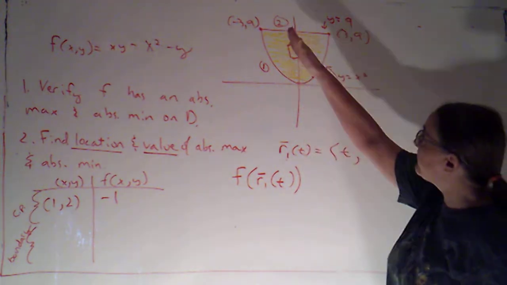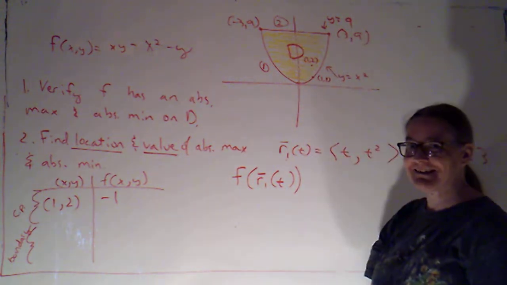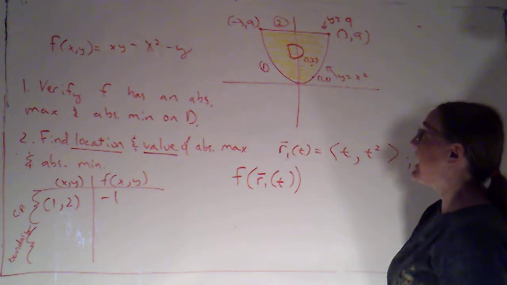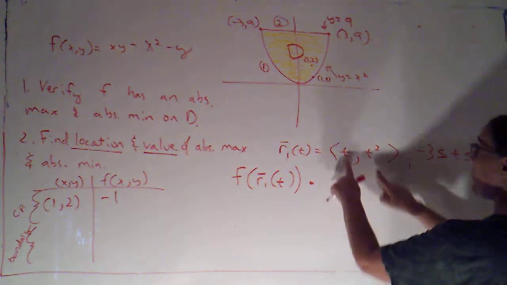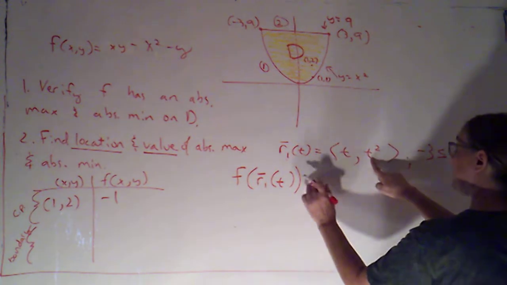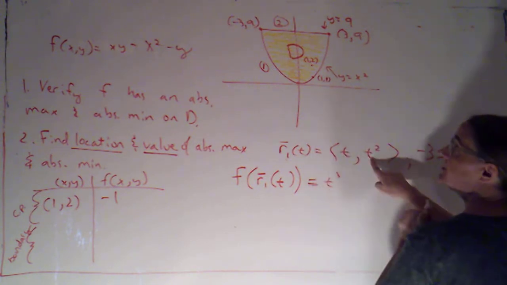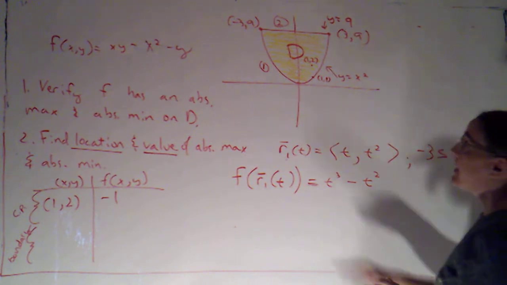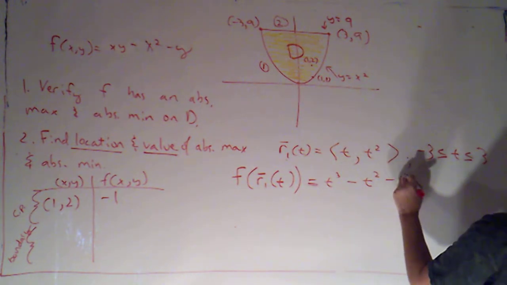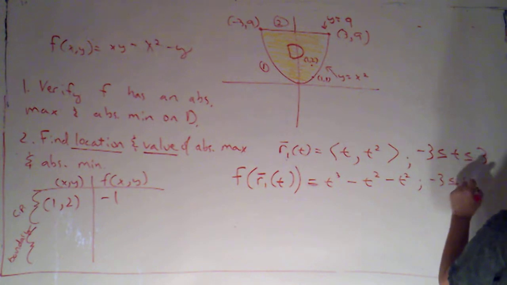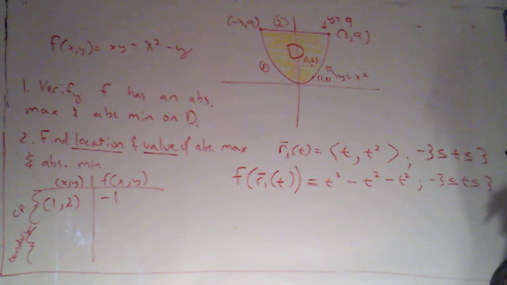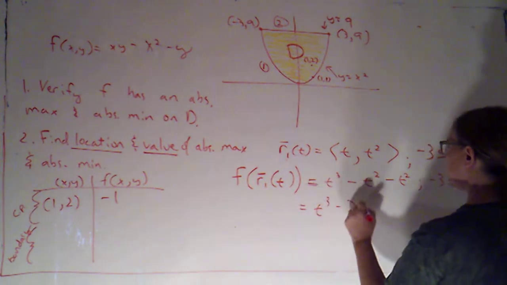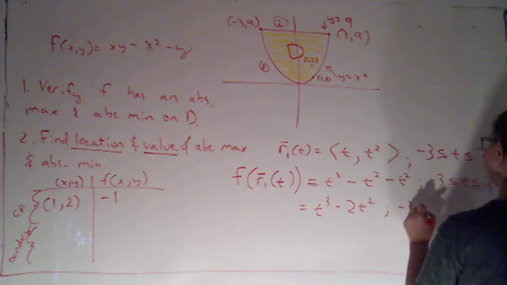I'm going to look at the curve I get in 3 space if I plug points on that boundary curve into my function f. So x times y becomes t times t squared, or t cubed, minus x squared becomes minus t squared, minus y becomes minus t squared, and again, I'm looking at this on the interval from -3 to 3. I can combine some terms here, so that's t cubed minus 2t squared on the interval from -3 to 3.